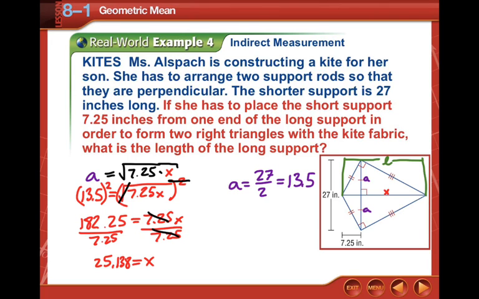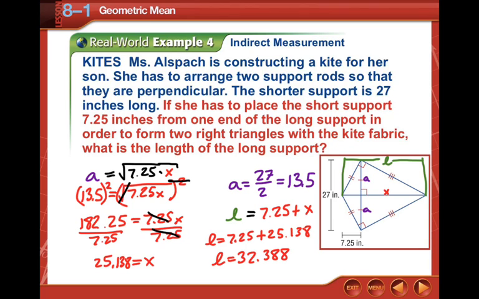So now we can plug that in. We know that L is equal to 7.25 plus what we just got, our x. When we plug that in, L is equal to 7.25 plus 25.138. So our L comes out to be equal to 32.388.